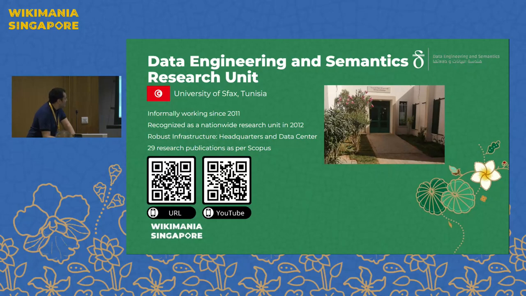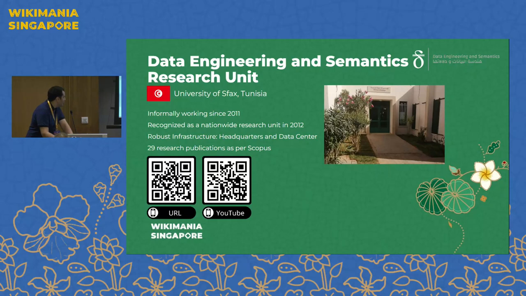We were formally working since 2011, but we were recognized in 2021 as a nationwide research unit. Thanks to Wikimedia funding and the Wikimedia Research Fund, we now have the headquarters and a data center that can do distributed computing, some fancy machine learning, and some DevOps and MLOps. So we are kind of good at things like that.